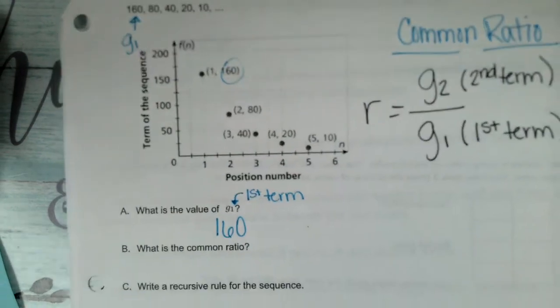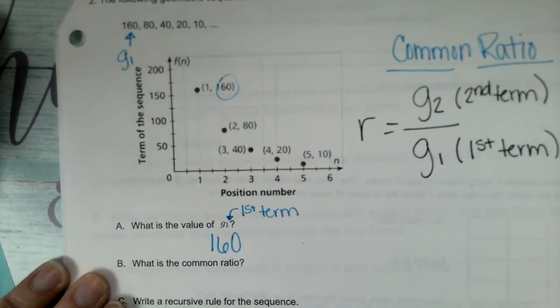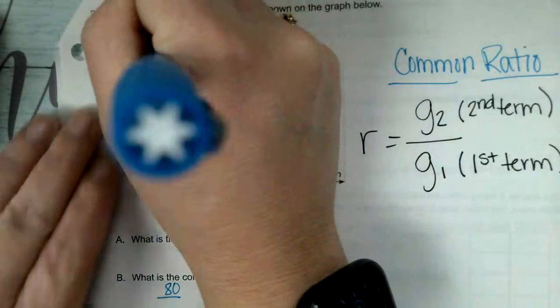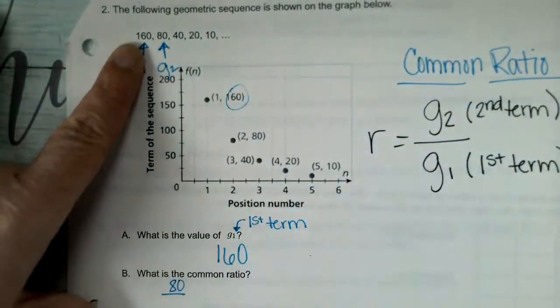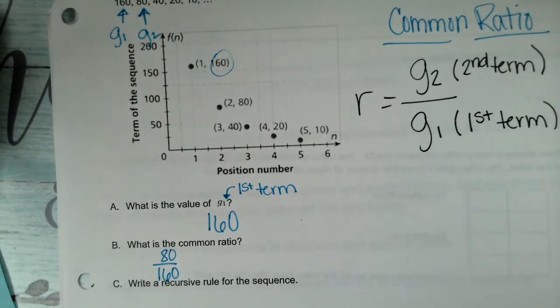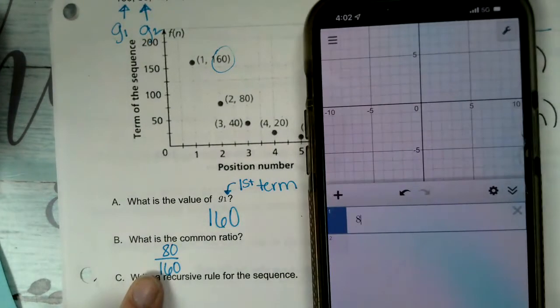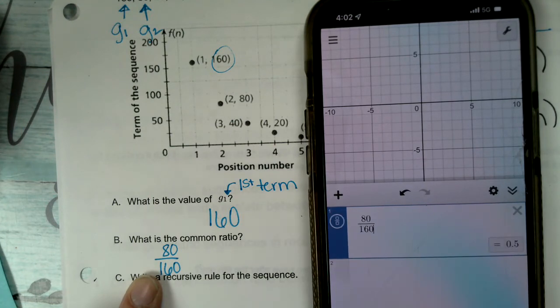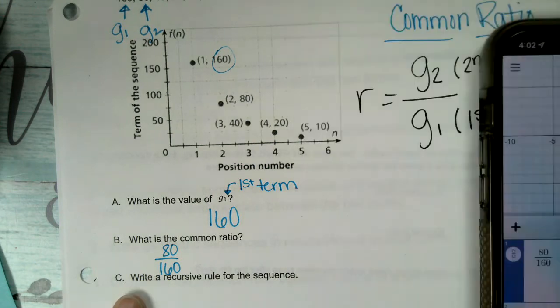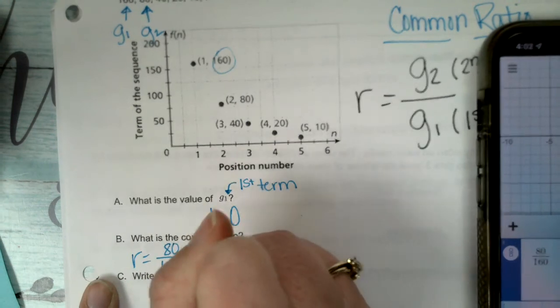So if you're looking at our sequence here, our second term was 80. And our first term, because remember that's G2, our first term was 160. Now, if you type 80 divided by 160 in Desmos, it gives me 0.5, but remember I said I wanted a fraction. So if you hit this little circle guy over here, it will change that automatically over into a fraction for you. So this is my R value, and that's equal to 1/2.